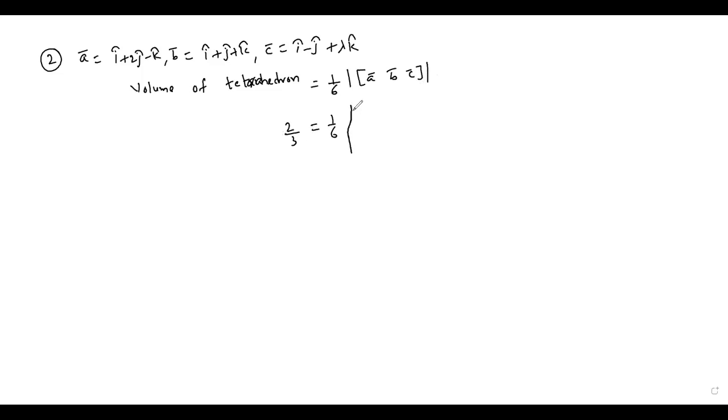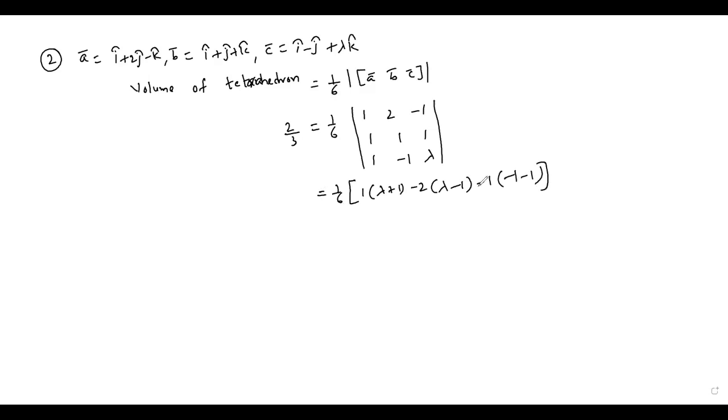So 1 by 6 into box. How to find the box value? We can find it by using a determinant. First, what are a bar's components? The i coefficient 1, 2, minus 1. Next 1, 1, 1. Then 1, minus 1, lambda. By expanding this, we'll get the required value of lambda: 1 into lambda plus 1, minus 2 into lambda minus 1, minus 1 into minus 1 minus 1.